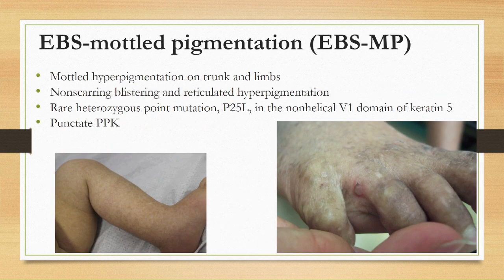Another more rare EBS subtype is the mottled pigmentation subtype. You'll have mottled hyperpigmentation on the trunk and limbs, non-scarring blistering, and reticulated hyperpigmentation. Now here, if you want to know the mutation, it is the rare heterozygous point mutation at P25L, and that is in the non-helical V1 domain of keratin 5. Keratin 5, it fits, right? We know that EBSs are showing some sort of mutation in keratin 5 or keratin 14, so it makes sense that the mutation here is keratin 5.